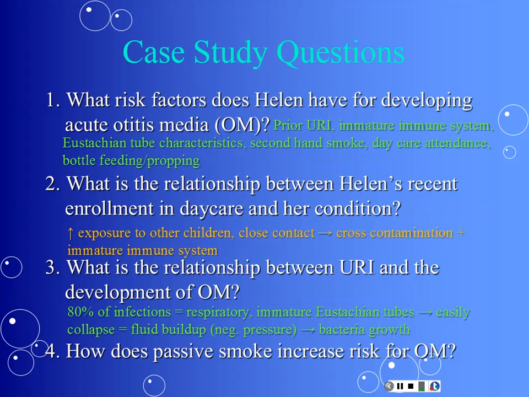So how does passive smoke increase the risk for otitis media? Anybody want to take a guess? Mm-hmm. It irritates the airways, irritates the eustachian tubes, irritates that lining in the ear and causes an inflammatory response.